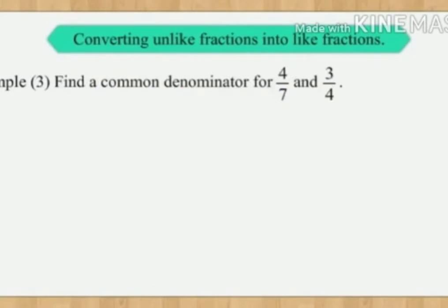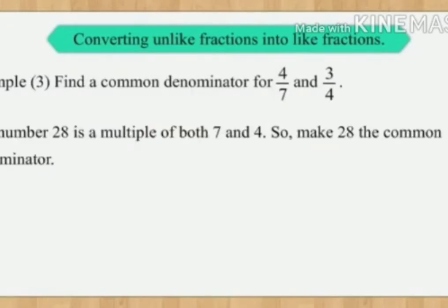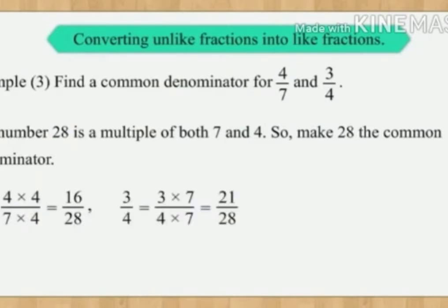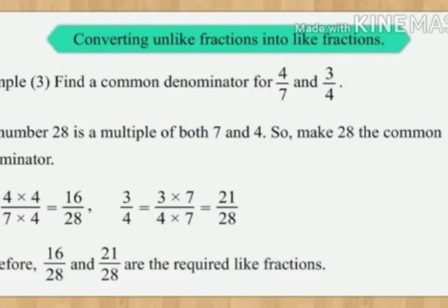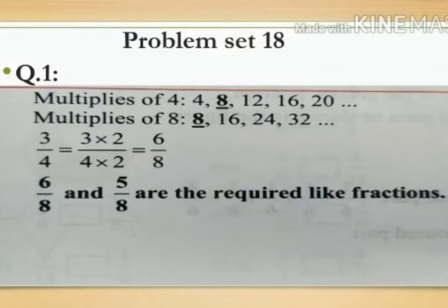Example 3. Find a common denominator for 4 upon 7 and 3 upon 4. The number 28 is a multiple of both 7 and 4. So make 28 the common denominator. 4 upon 7 is equal to 4 into 4, which is 16, and 7 into 4, which is 28. Second, 3 by 4 is equal to 3 into 7, which is 21, and 4 into 7, which is 28. Therefore, 16 upon 28 and 21 upon 28 are the required like fractions.